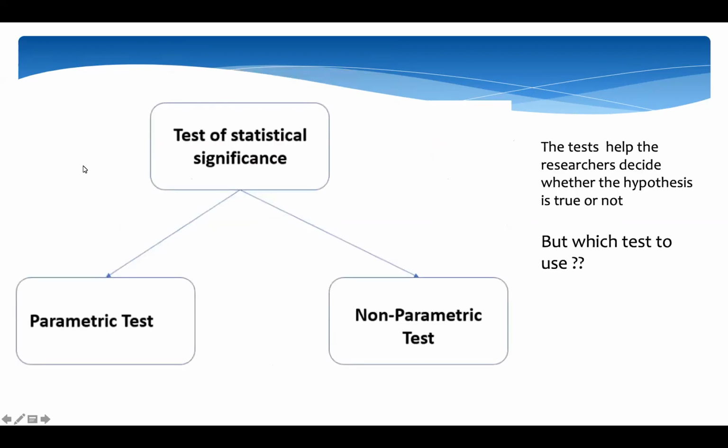Right, tests of statistical significance come in two varieties, like we already discussed: the parametric test and the non-parametric test. So the tests help the researchers decide whether the hypothesis is true or not. But the point is, which test to be used? We can actually use any of the tests, but the point is why we want to use a parametric or a non-parametric test. Next slide, please.